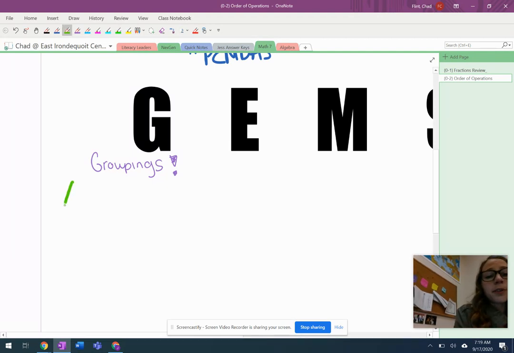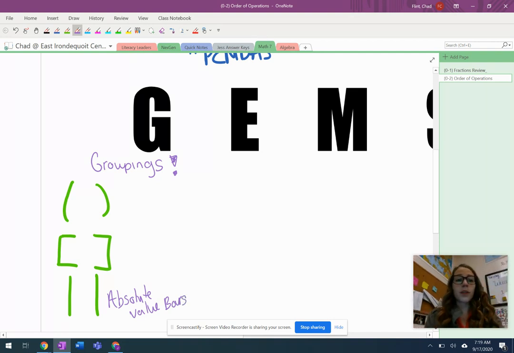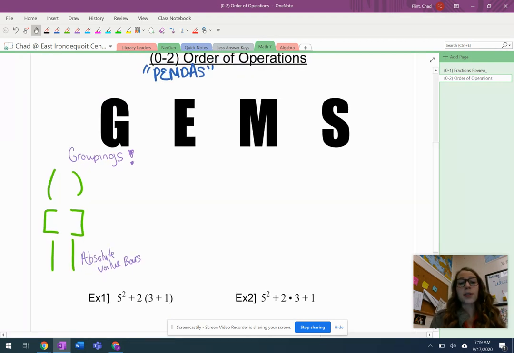Like, for example, you can use parentheses, obviously, but you could also use brackets. Brackets can be used to group numbers together, as well as these fancy little bars, which you may or may not remember, are called absolute value bars. We're going to talk more about those in our first unit when we get there. So first thing that you start with when you're looking at a string of numbers is anything that's grouped together, whether it's parentheses, brackets, or absolute value bars.